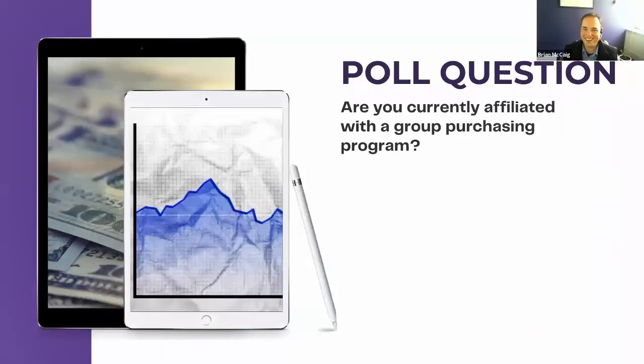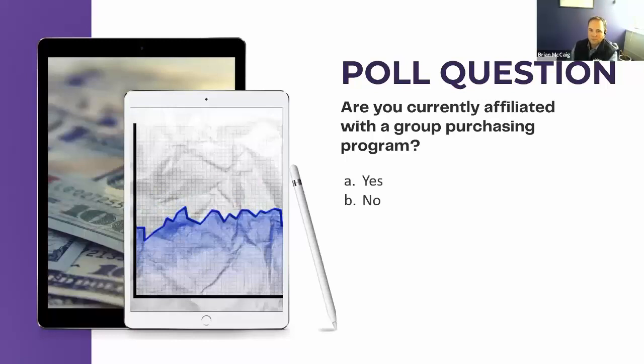Which I think plays right into our next poll question. It leads right into another poll question. And this one should be a pretty straightforward one. And while we're talking about cost of goods, a way a lot of restaurants can save money is making sure that they're affiliated with a group purchasing program. So I'm going to throw it out there again, just to get a feel for the room. Are you currently affiliated with a group purchasing program? And again, I'll probably give about 20 seconds for everybody to get their answers in.